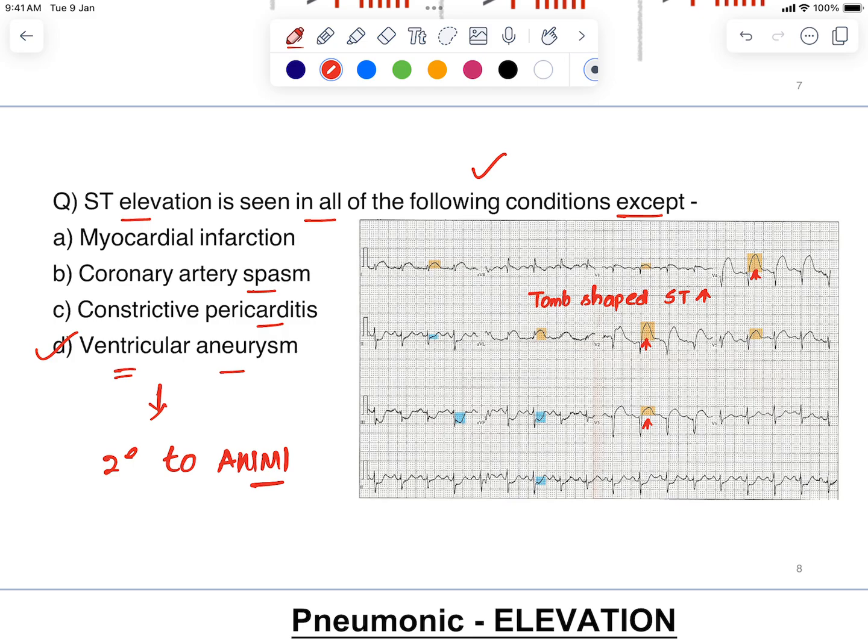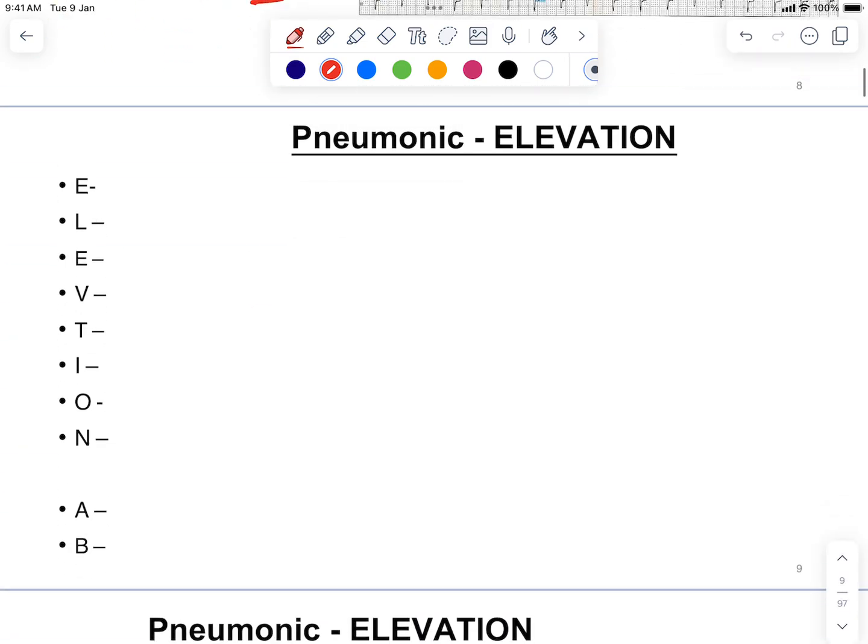Now let me tell you all the conditions where you have the presence of the ST segment elevation. Now, so you can just remember this mnemonic elevation as a mnemonic for the causes of ST segment elevation. The word E, it stands for electrolyte disturbances.